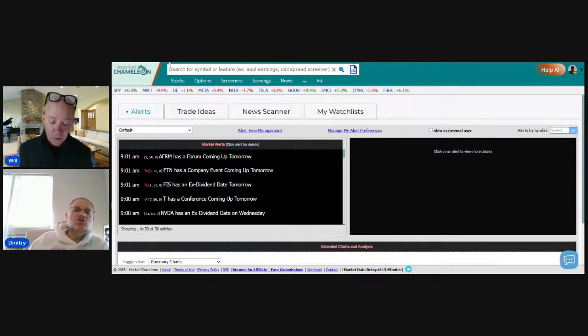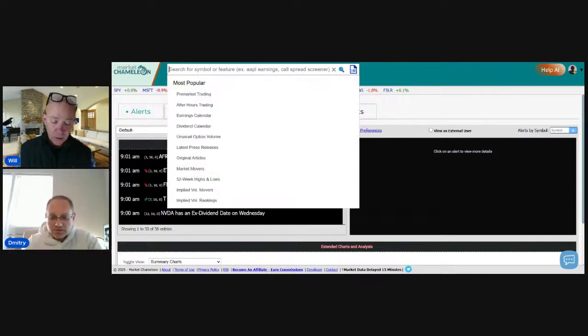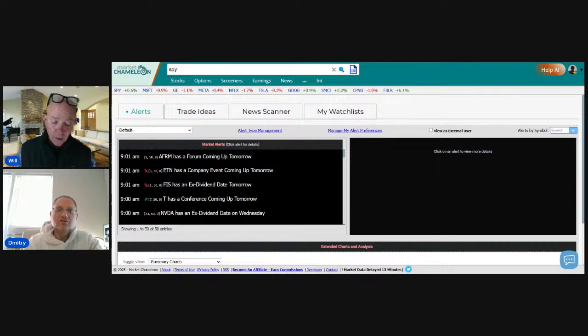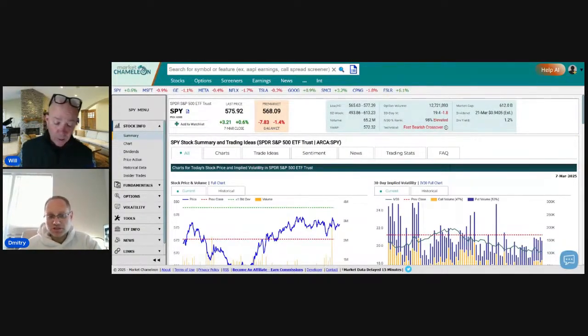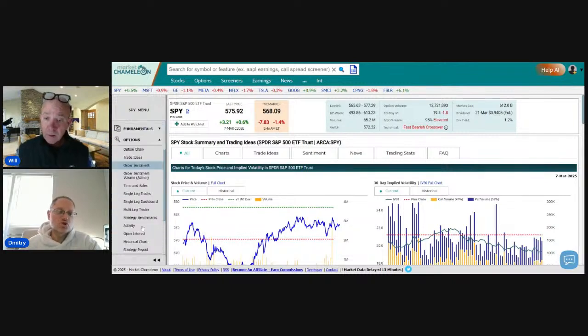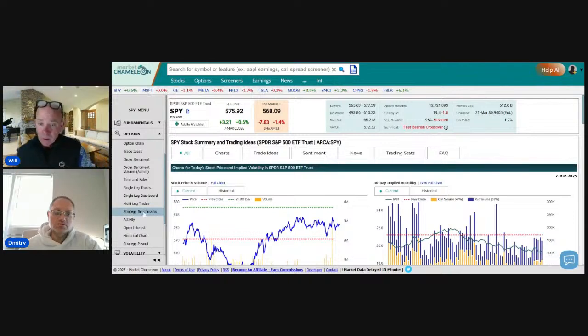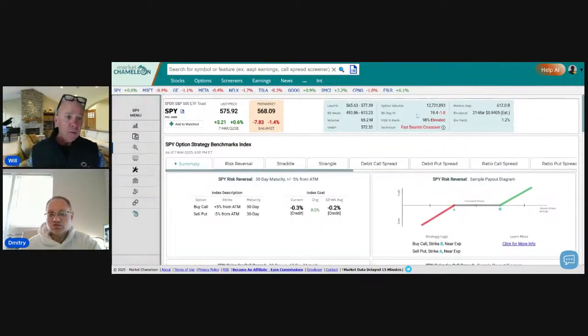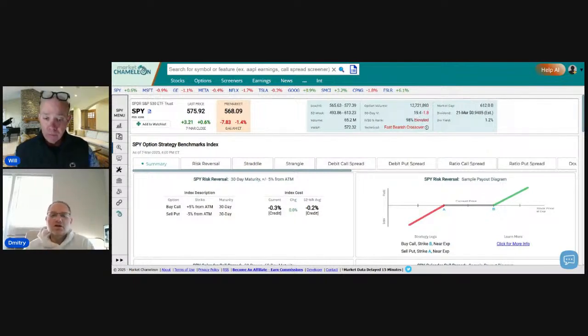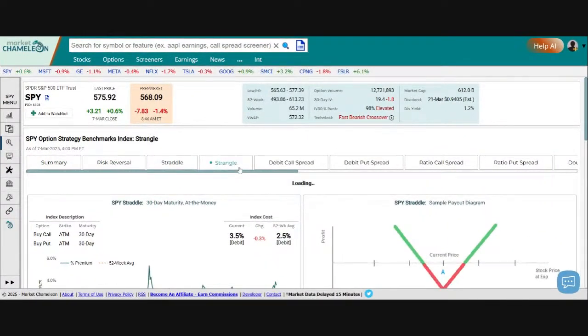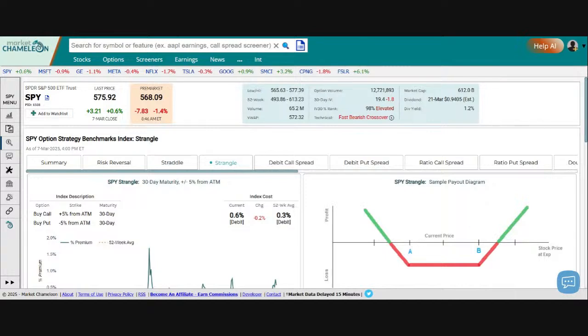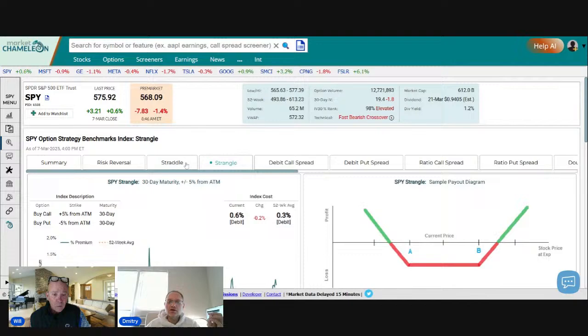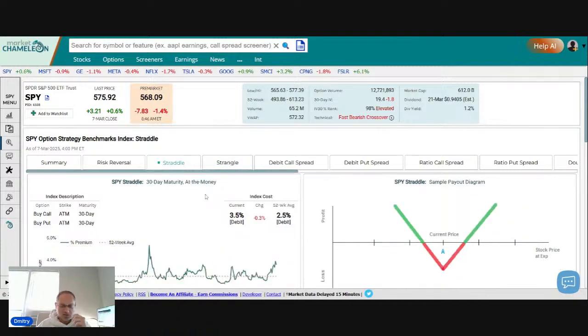So to go to it, let's first go to SPY. Type in SPY in this search box. When we do that, we come to the SPY main page. On the left-hand side, you see a menu under options. Let's go to strategy benchmarks over here. I'm going to close this menu to expand our screen. And now what we see is a page that has different tabs at the top, and those tabs represent different option strategies. We're going to look at the straddle today, the option straddle, and discuss this benchmark here.